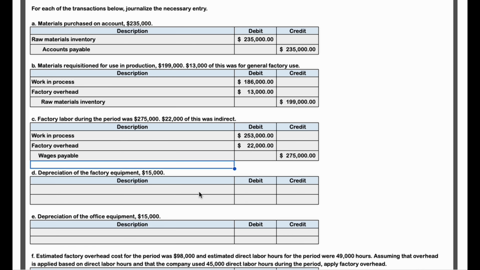Now the next thing that we're going to talk about is depreciation. Now you guys worked with depreciation before, probably in financial accounting. And in this case, we're going to get it a little more fine-tuned. The first part of it is that we may have equipment that is used specifically for manufacturing, in which case it would be a product cost. Or it may not be used for manufacturing processes at all, in which case we would recognize this as a period cost.